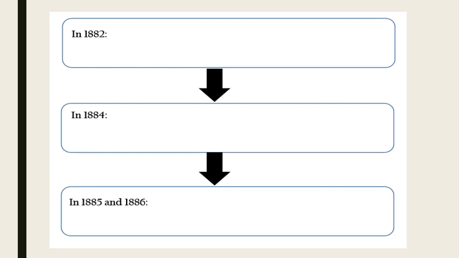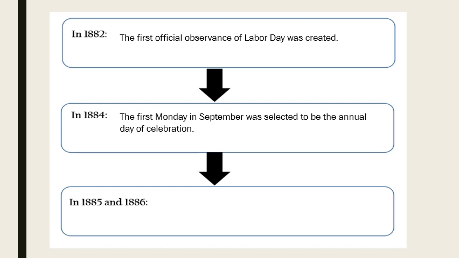So in 1882, what happened? The first official observance of Labor Day was created. In 1884, the first Monday in September was selected to be the annual day of celebration. And if you notice, I didn't repeat the year in this sentence. In 1885 and 1886, the government first began recognizing the holiday through ordinances. It's very easy. It's just from the text. I have to take the event from the text.